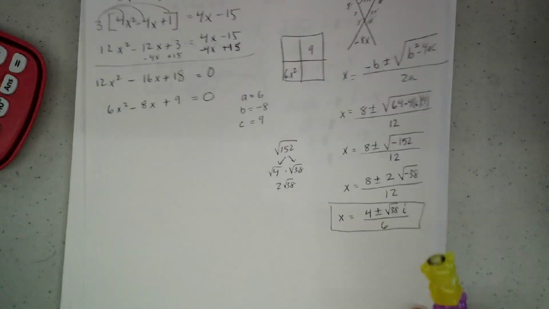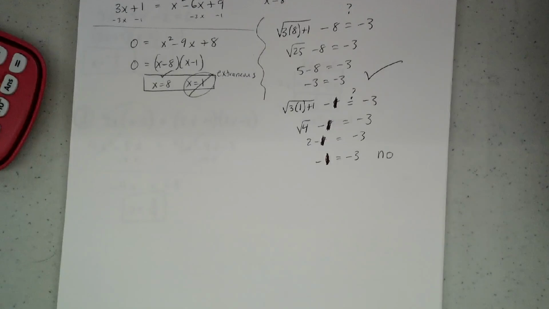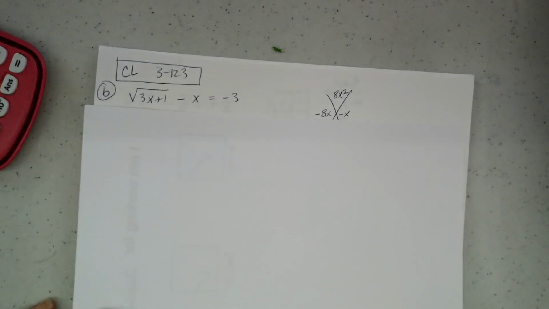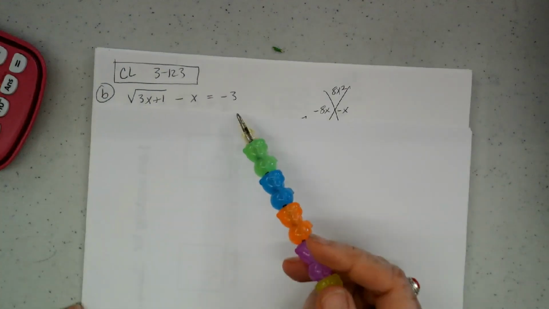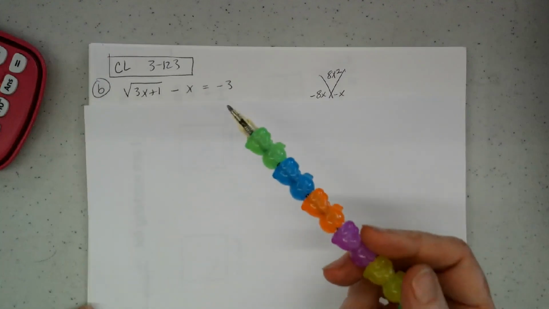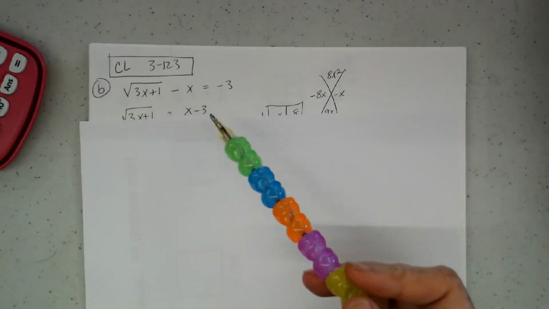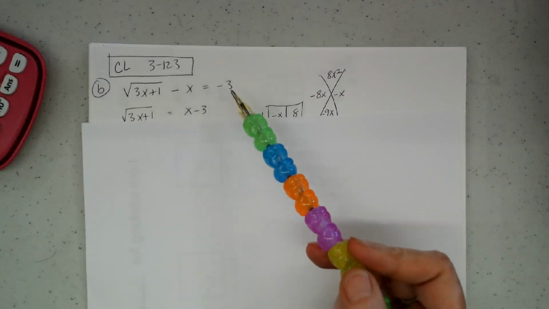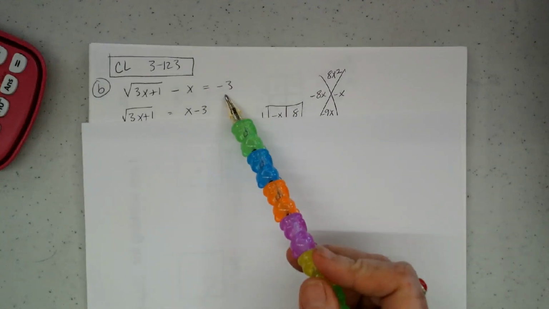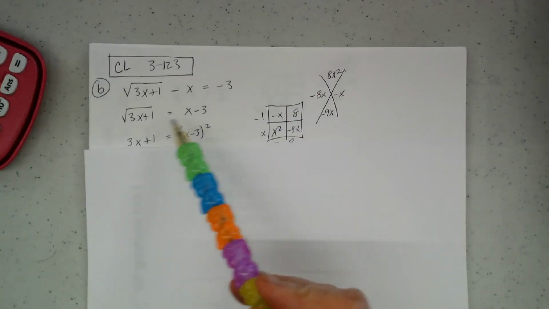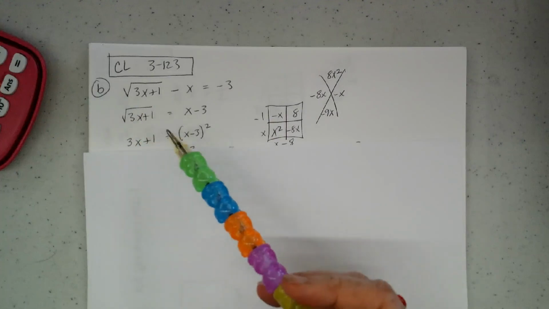All right, letter B. It's a square root function, and I'm supposed to solve it. So I wanted to isolate this radical so I could square both sides. I added the x on both sides, and then I squared both sides, so that undid the radical.